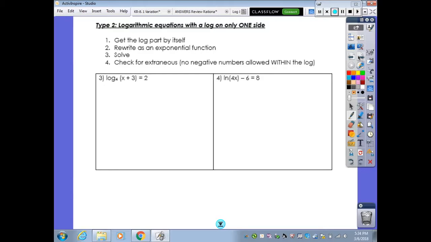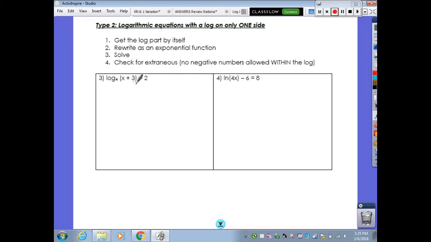Type 2, logarithmic equations with a log only on one side. Step 1 is get the log part by itself. Step 2 is rewrite as an exponential function. Step 3, solve. And step 4, check for extraneous solutions: no negative numbers within the log, or 0. So for this, we can just use DNA, because as you can see there's just one log over here, and we can just start solving.